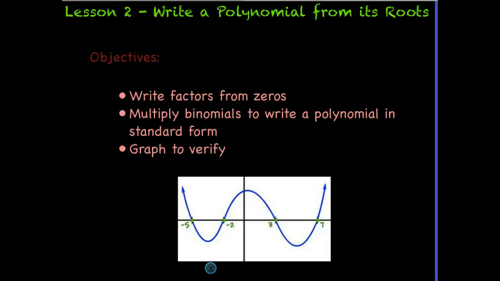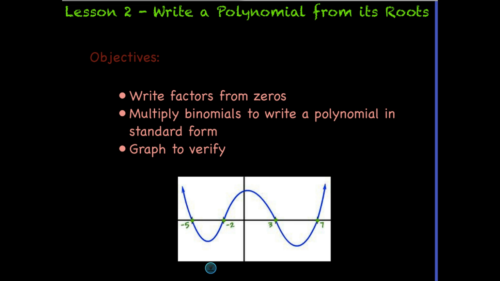Welcome to Lesson 2. Write a polynomial from its roots. Our objectives today are to write factors given some zeros, and then to multiply these factors or binomials in order to write the polynomial in standard form, and then we want to graph to verify that we have done it correctly. Previously, we worked on finding zeros given a polynomial. Actually going backwards, we have the zeros and we want to write the polynomial.